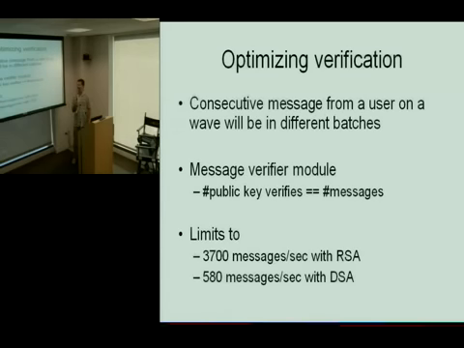But for a smaller scale provider, roughly the number of public key verifies equals the number of messages sent to that federated provider. And what that means is I'm limited to the throughput of standard public key crypto algorithms, which is 3,700 messages per second with RSA, or about 580 per second with DSA.